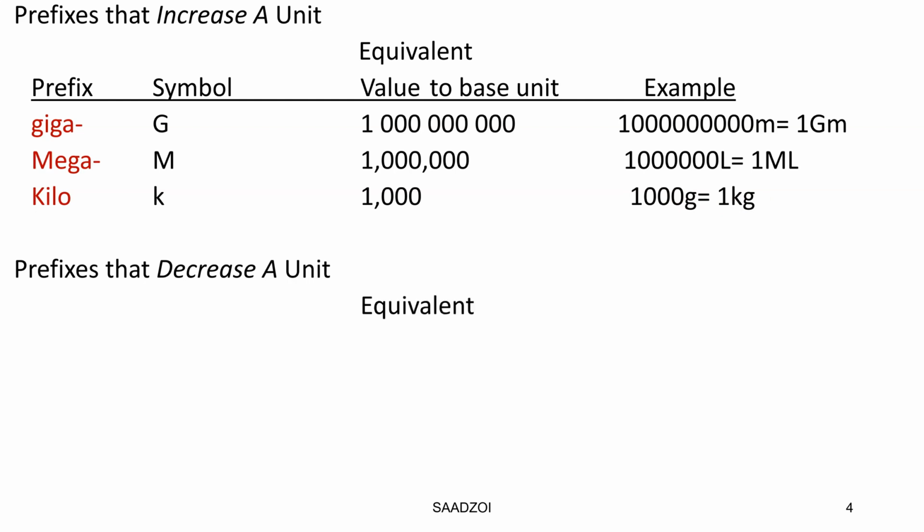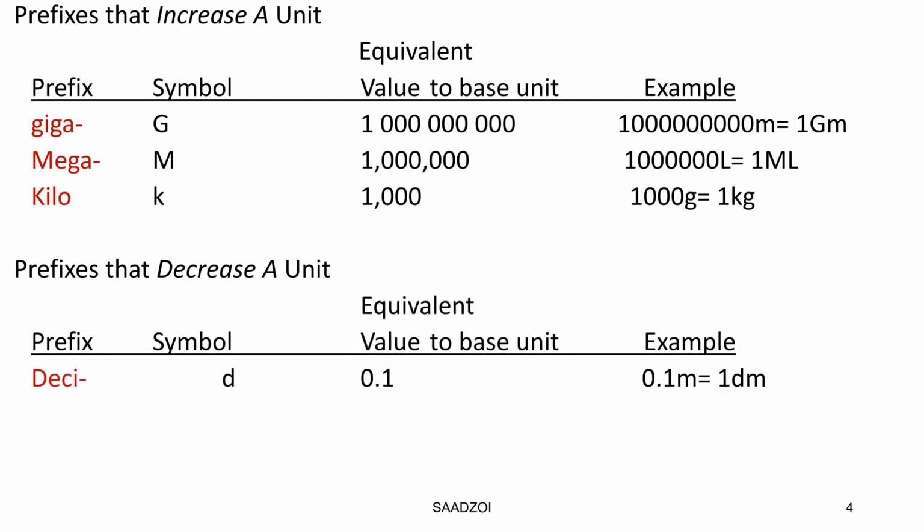The prefixes that decrease a unit, on the other hand: deci is 0.1. So there are 0.1 meters in 1 decimeter. Centi is 0.01. There are 0.01 liters in 1 centiliter. You notice the way I set this up, all of them are equal to one of these units: 1 gigameter, 1 megaliter, 1 kilogram, 1 decimeter, 1 centimeter. I'm telling you how many of these base units are in there. So how many liters are in 1 centiliter? That's the way you want to look at the relationship.